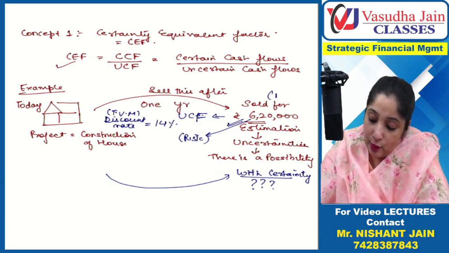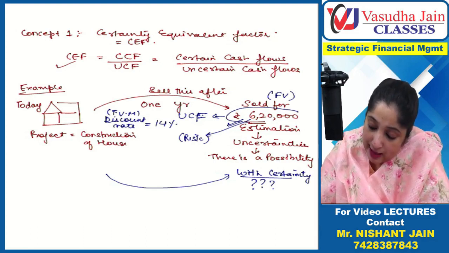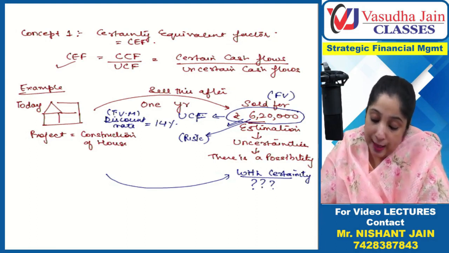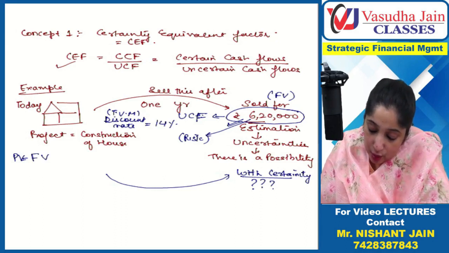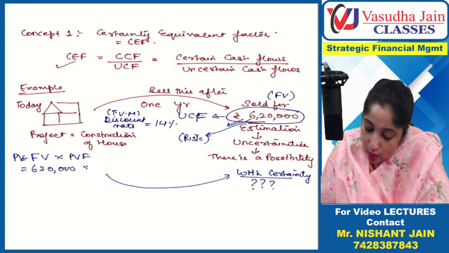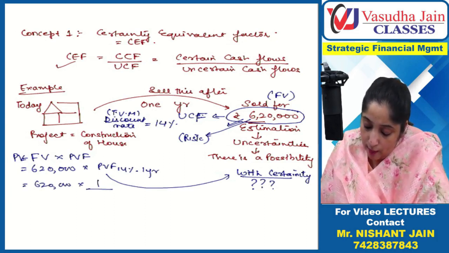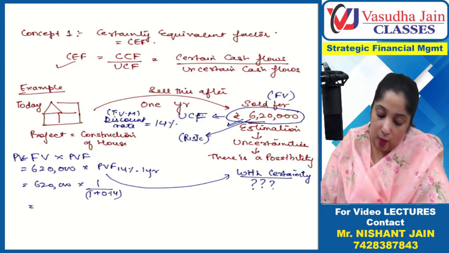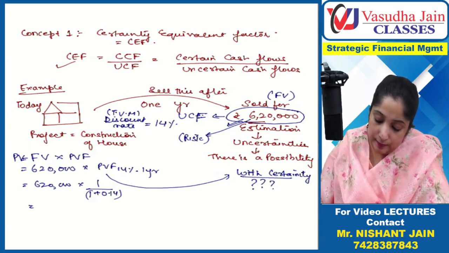Now this is the future value. Now if I do a simple calculation, if I want to find out the present value of 6,20,000, that is the present value of this house, how should I find it? If I have been given the future value, I should multiply with the present value factor. So 6,20,000 into PVF at the rate of 14% for 1 year. So basically 6,20,000 into 1 upon 1 plus 0.14. So that is 1 divided by 1.14 into 6,20,000.